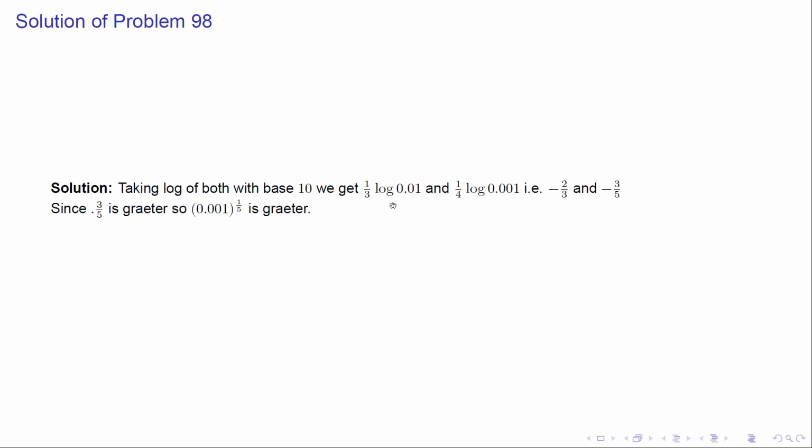Okay, so yeah, 1 by 3 log 0.01, that will become minus 2 by 3, and 1 by 5 log 0.001, that will become minus 3 by 5. So here we observe that minus 3 by 5 is greater than minus 2 by 3. So 0.001 to the power 1 by 5 is greater. And there is a typing mistake here, and there should be a minus sign here.